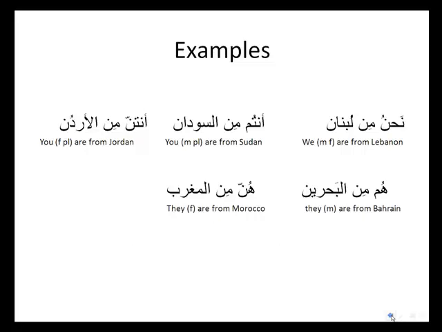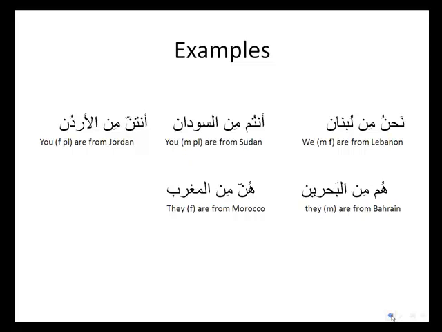And we have some examples here. Just like with the singular forms, you can use the plural forms to explain where someone's from or where a group of people are from. نحن من لبنان. We, masculine or feminine, are from Lebanon. Antum min السودان. You, masculine, plural, are from the Sudan.